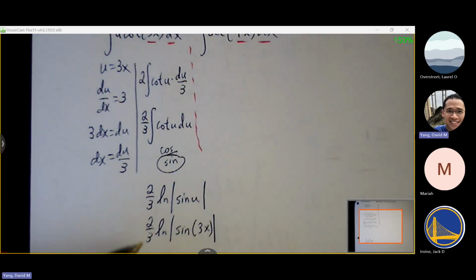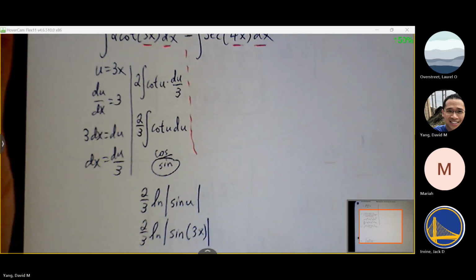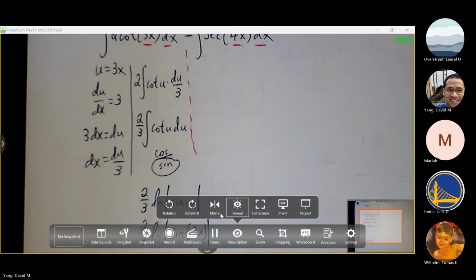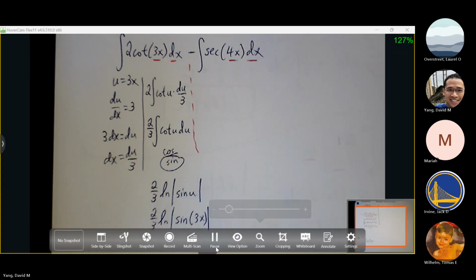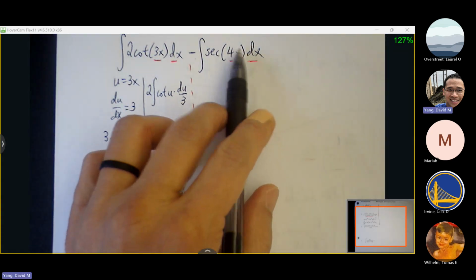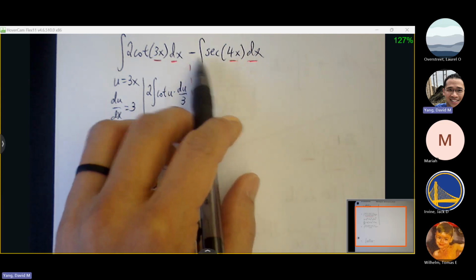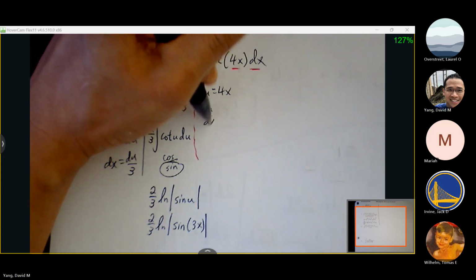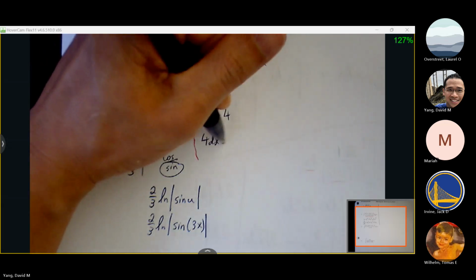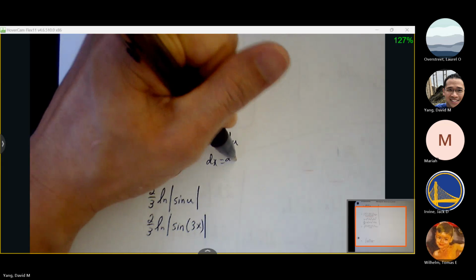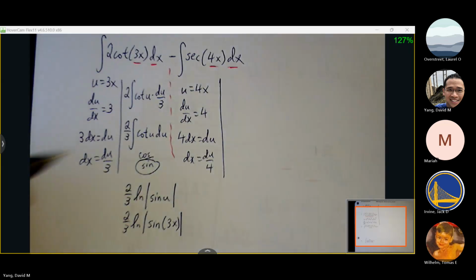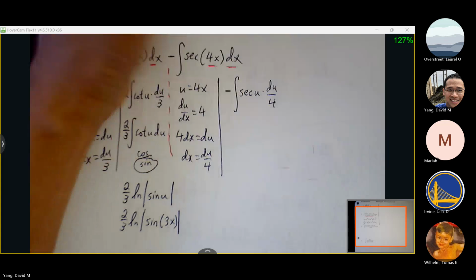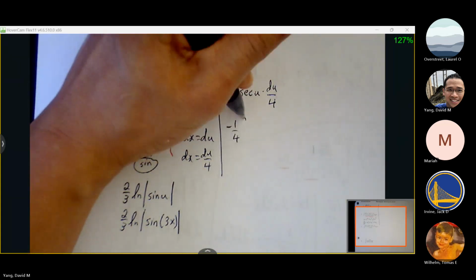Okay, so that's only half the problem, right? We still have to worry about the other part involving secant. Here, if you can predict what's going to come out of it, it's going to be 1/4 as a result of u substitution, but I'll go through the steps. Question.